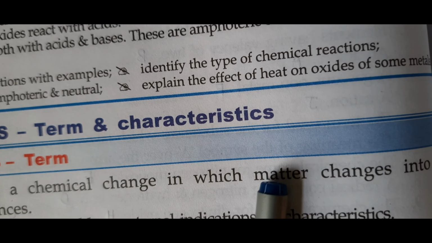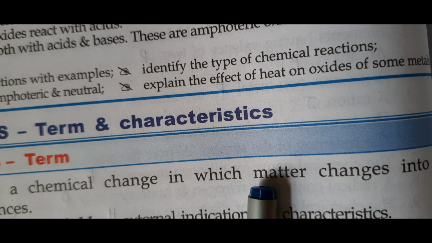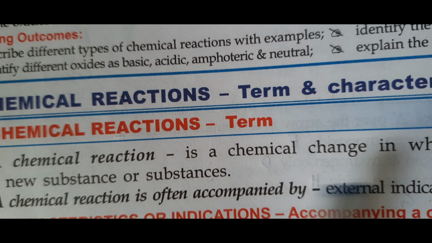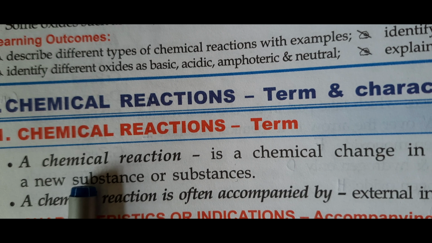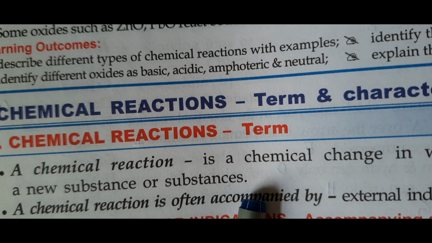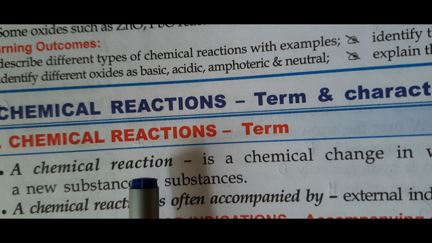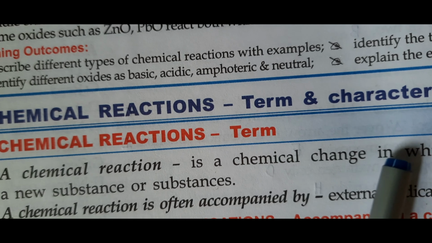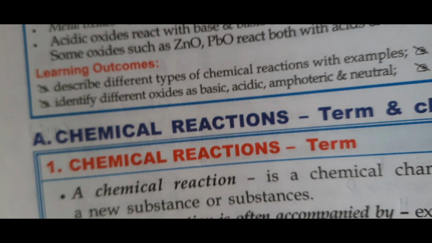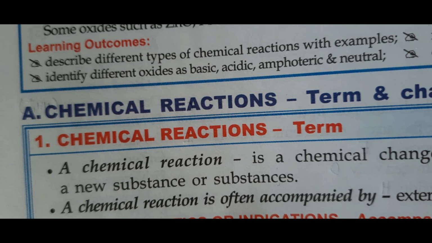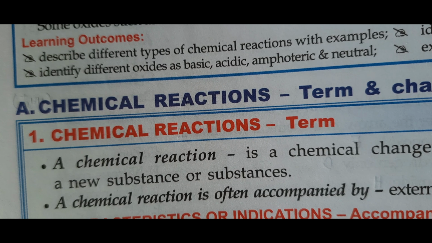matter, means solid, liquid and gas, changes into new substance or substances. Sometimes only one product will be formed, so we call it substance. Sometimes more than one product will be formed, that time we call it substances. So do remember, chemical reaction comes under chemical change in which matter changes into new substance or substances. Okay, this is the definition of chemical reaction.